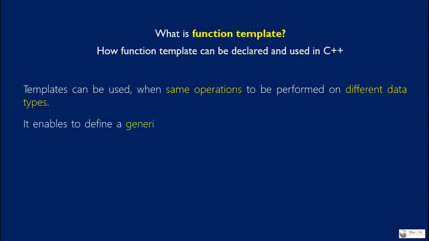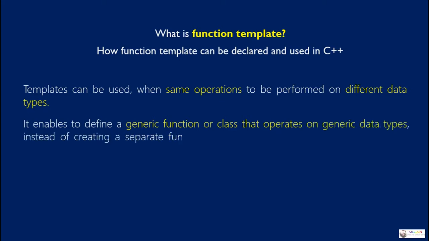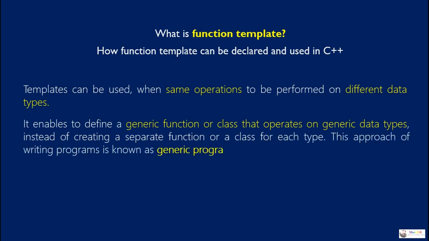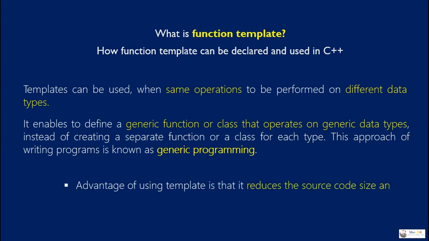It enables us to define a generic function or class that operates on generic data types instead of creating a separate function or a class for each type. This approach of writing programs is known as generic programming. Advantage of using template is that it reduces the source code size and increases code flexibility.